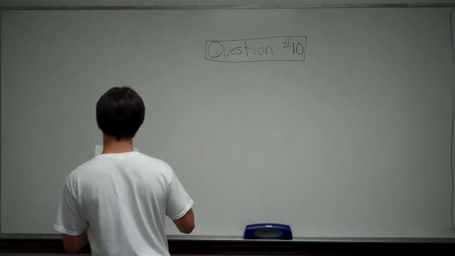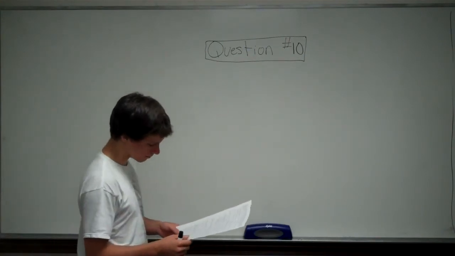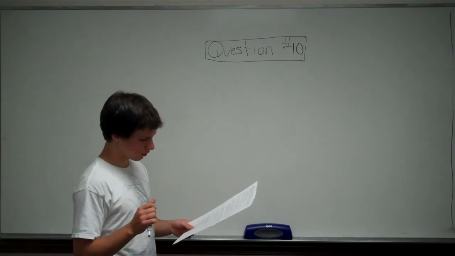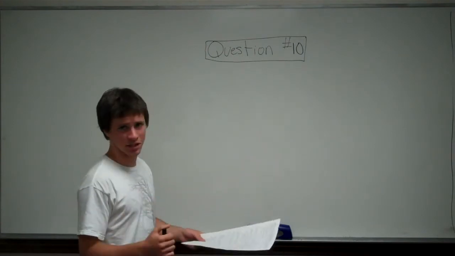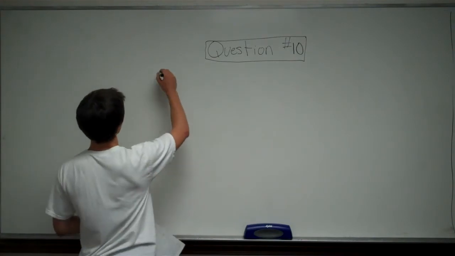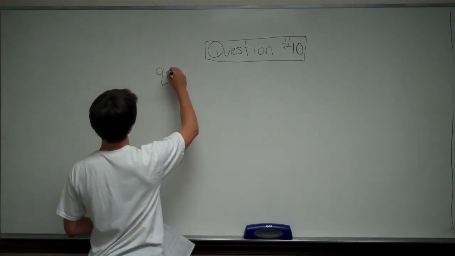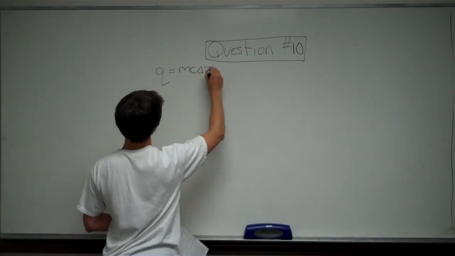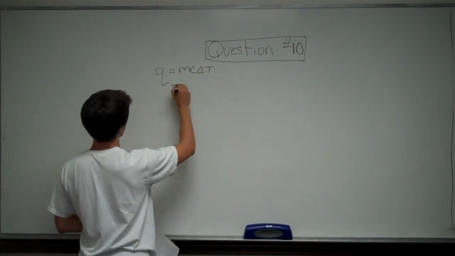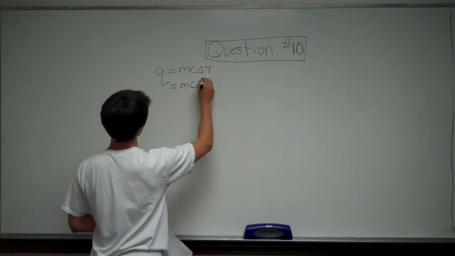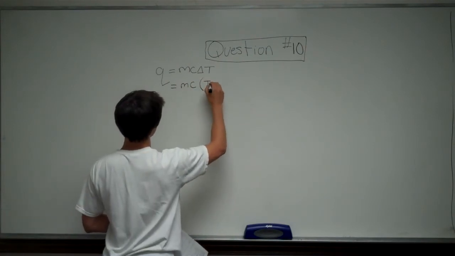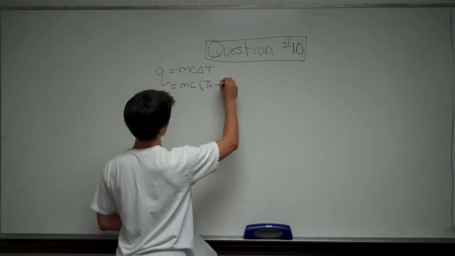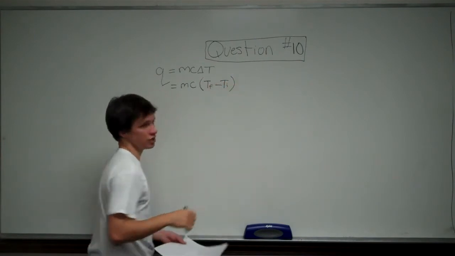Okay, so we need an equation relating the mass of an object and its heat. And we have the perfect equation for that. It's Q equals mc delta T, or mc times T final minus T initial. That's the same thing as change in temperature.